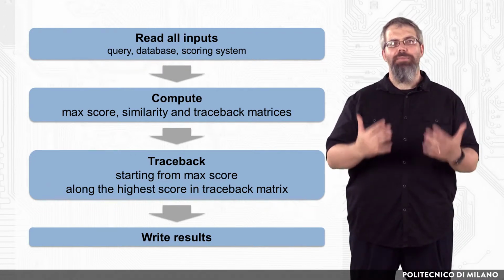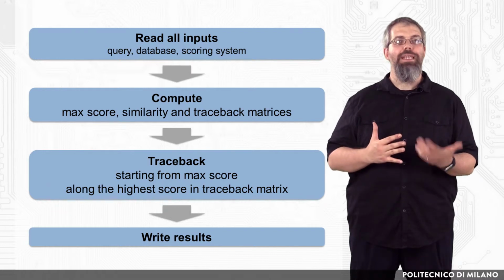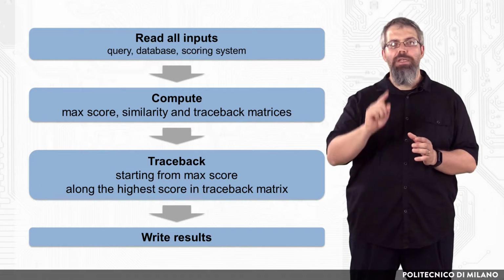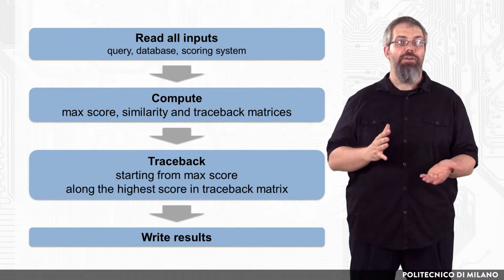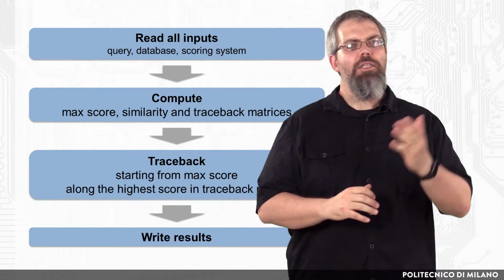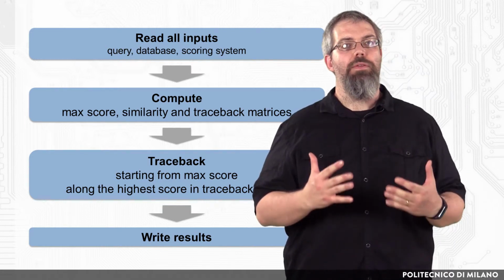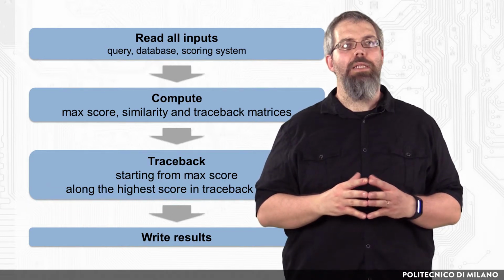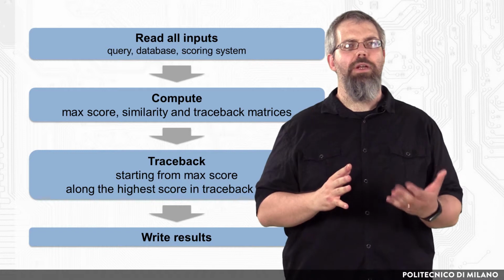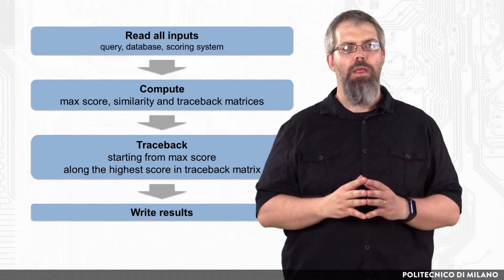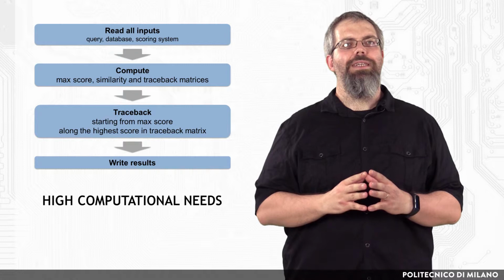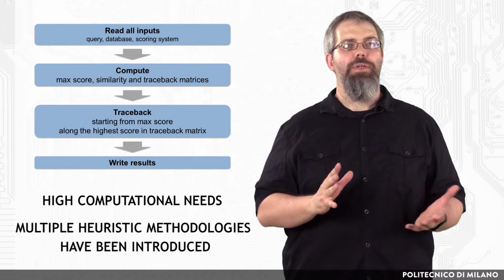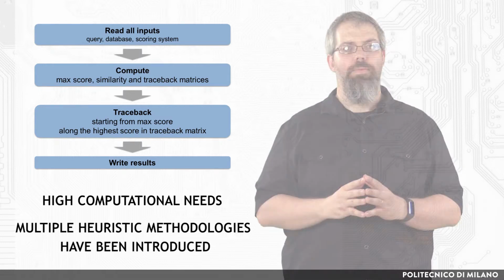Finally, it traces back the path of elements starting from the index identifying the maximum element in the similarity matrix, and terminating whenever an element with value 0 is found. It is worth remembering that one of the most important features of this algorithm is that it is guaranteed to find the optimal local alignment between the two strings with respect to the scoring system that is provided in input. Because of the high computational needs required by the algorithm, it has been modified during the years and multiple heuristic methodologies have been introduced.